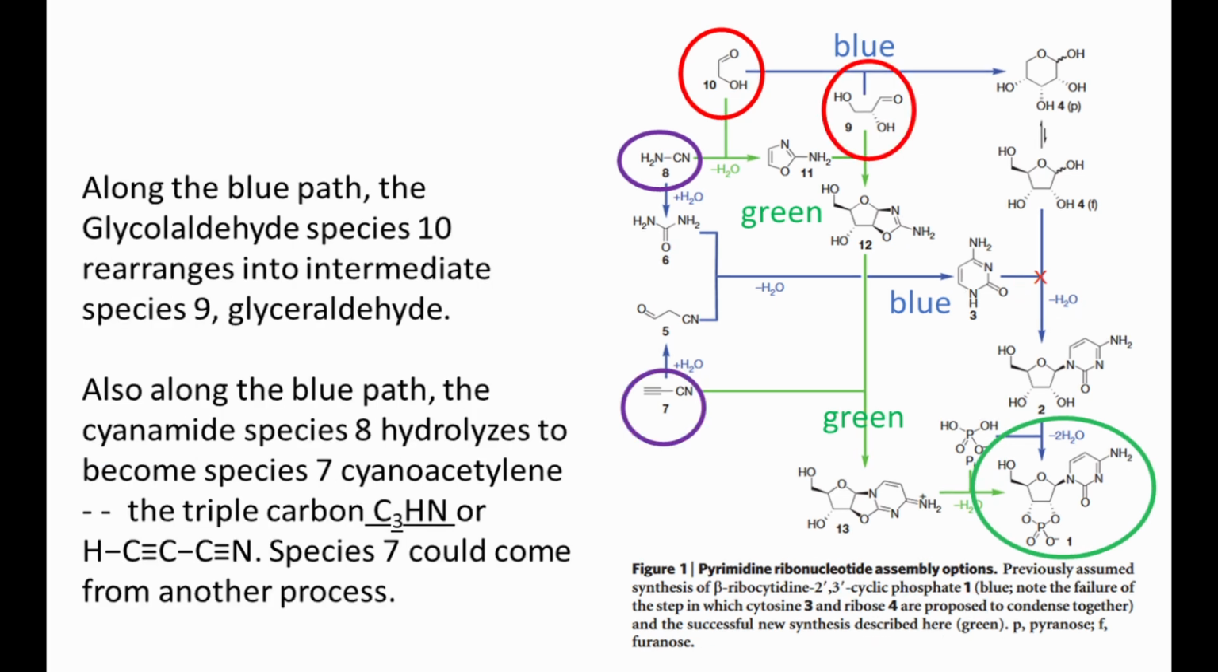Along the blue path, the glycolaldehyde species 10 rearranges into intermediate species 9, glyceraldehyde. Also along the blue path, the cyanamide species 8 hydrolyzes to become species 7, cyanoacetylene, the triple carbon C3HN or HCCCN. Species 7 could come from another process.